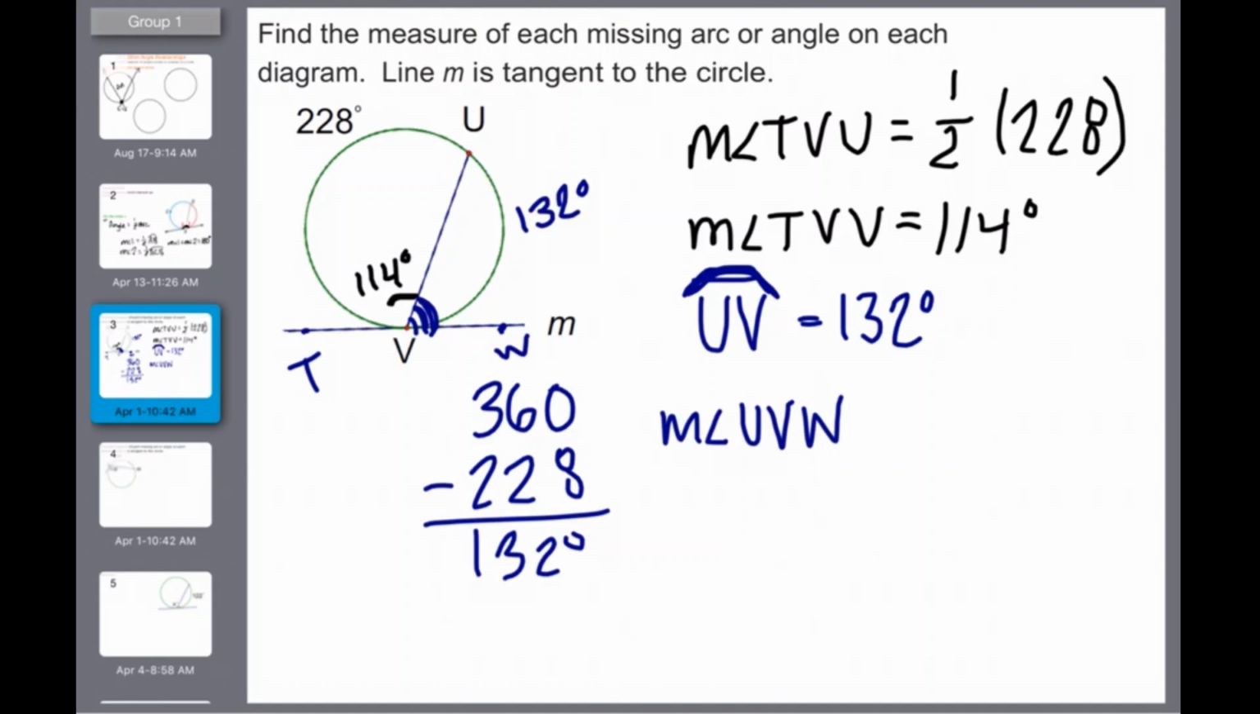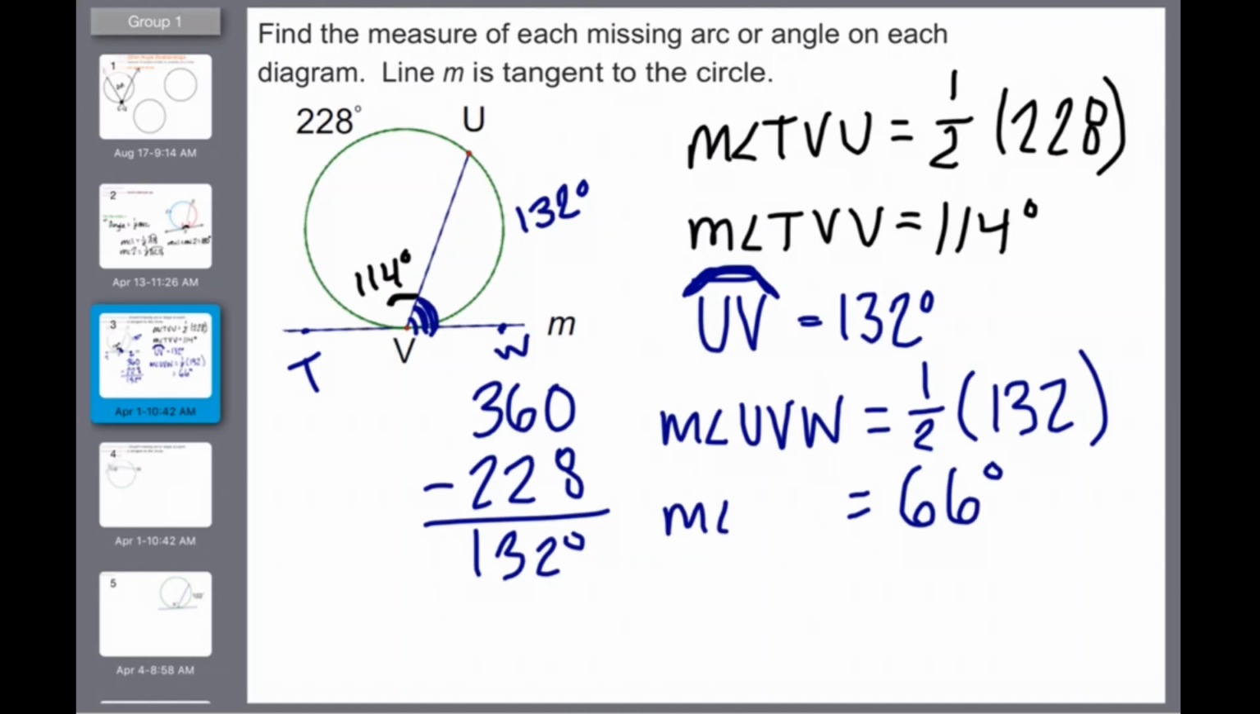UVW, so the one on the other side of that 114, it's going to be half of that 132, or 132 degrees. And if we have the half of that, that's going to be 66 degrees for our measurement of angle UVW.